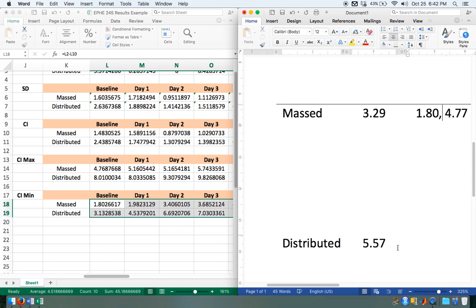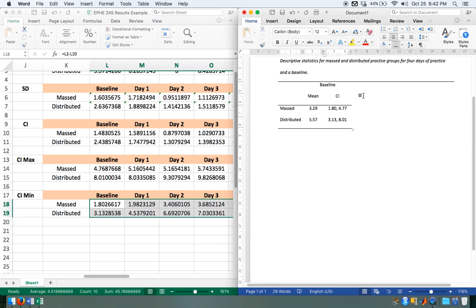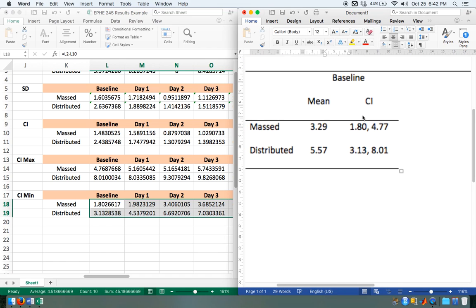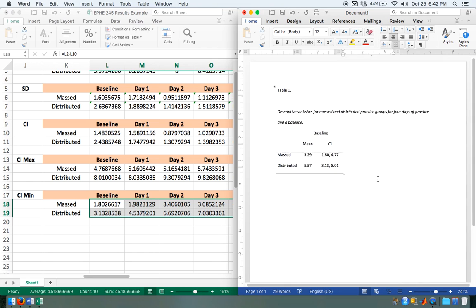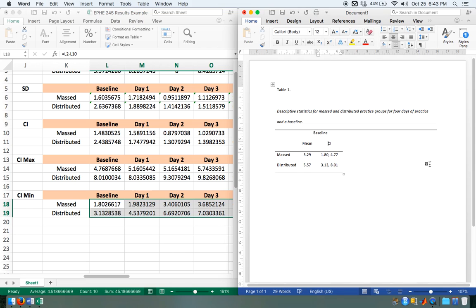Okay? You can do the same thing with distributed. So again, we have our distributed here, so the min being 3.13, comma, and the max is 8.01. There we go. That's what each one should look like. So baseline, so we have our mean and our min and max of confidence interval. And you can do that for baseline, you can do that for day 1, day 2, day 3, day 4. So you're going to end up with all these filled out.